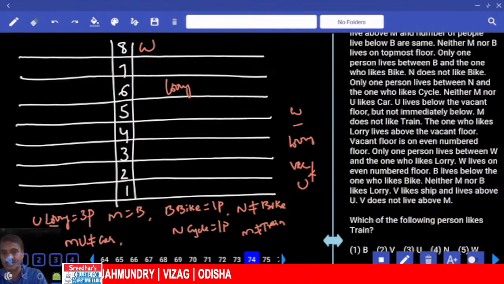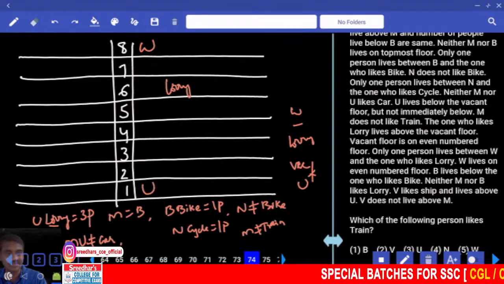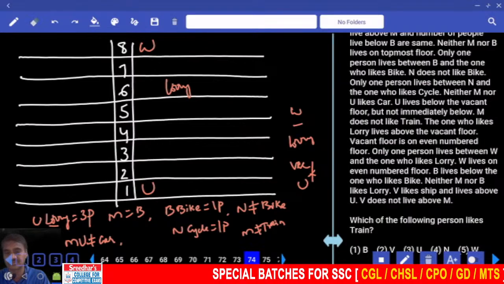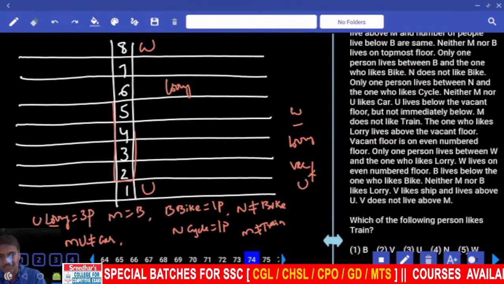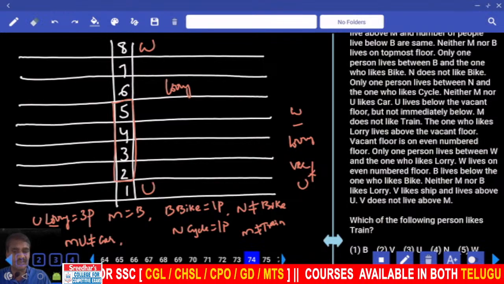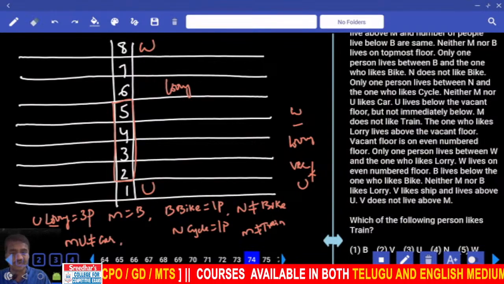Then U and lorry. How many? 1, 2, 3. U will be here. Clear? U and lorry, 3 persons. Now vacant is there. Good. As vacant is there, U must be at this place, because there are 3 persons living but not 3 floors. Then among 2, 3, 4, 5, one floor is vacant. Vacant is an even number. Either second or the fourth.